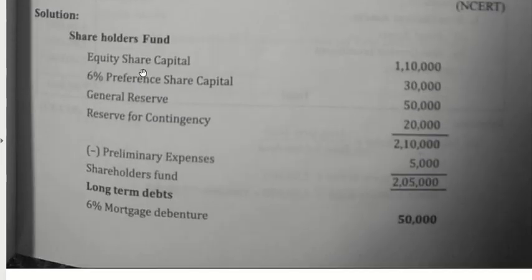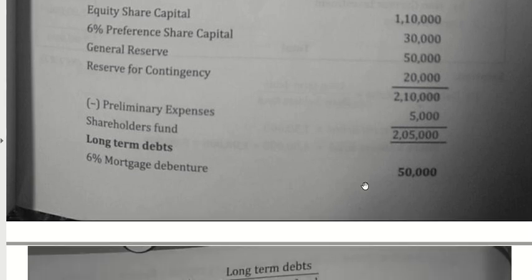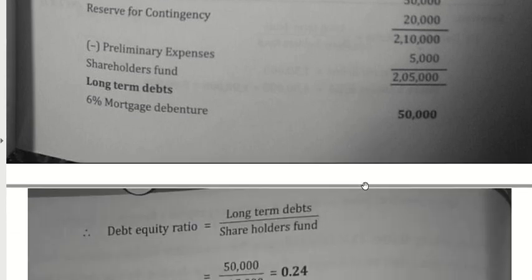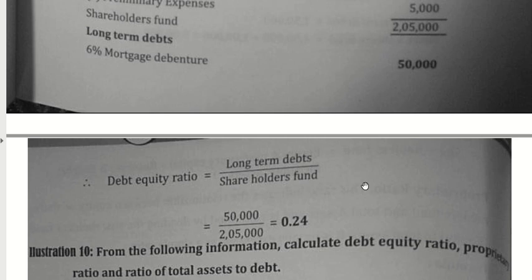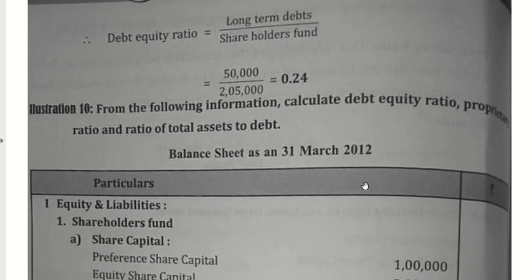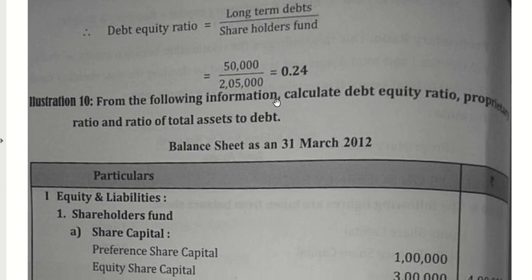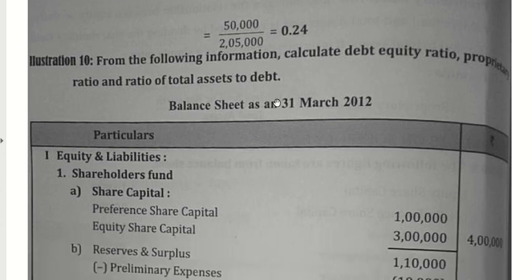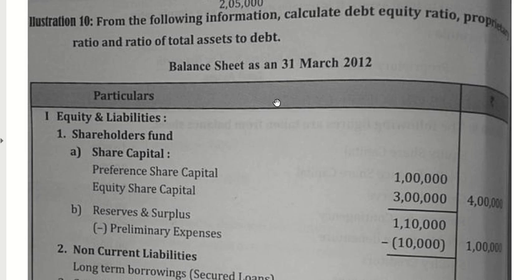So let us find out our shareholders fund. Equity share capital, 6% preference share capital, general reserve for contingency. Total you get 2,10,000 minus your preliminary expenses, which is 5,000. You get your shareholders fund to be 2,05,000. Your long term debts, we have 6% mortgage debentures, which is 50,000. So your debt equity ratio is long term debts divided by shareholders fund, which is 50,000 divided by 2,05,000, which is 0.24.